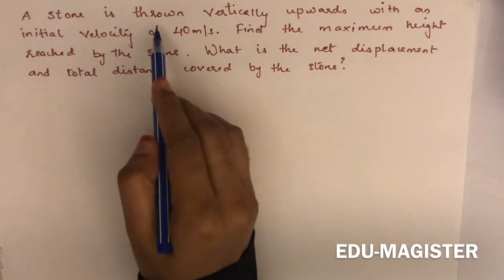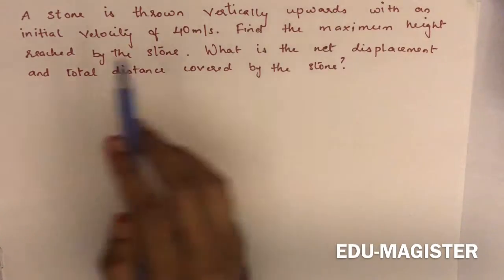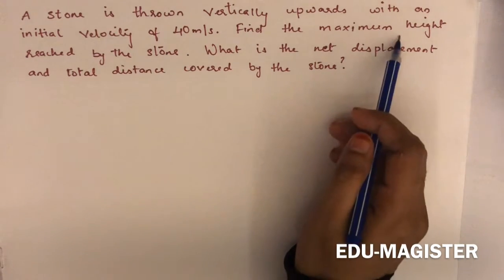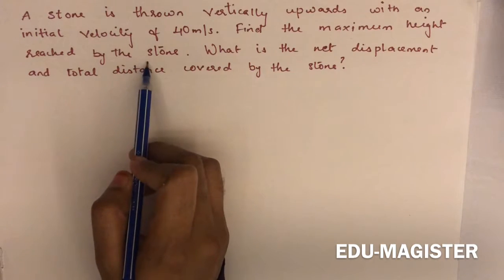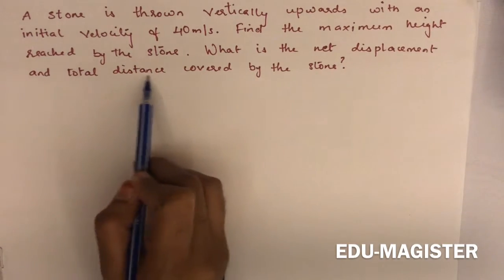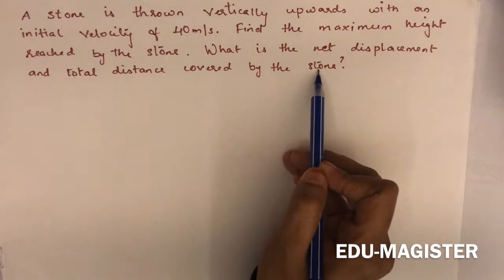A stone is thrown vertically upwards with an initial velocity of 40 meters per second. Find the maximum height reached by the stone. What is the net displacement and total distance covered by the stone?